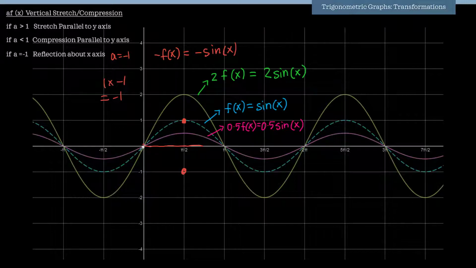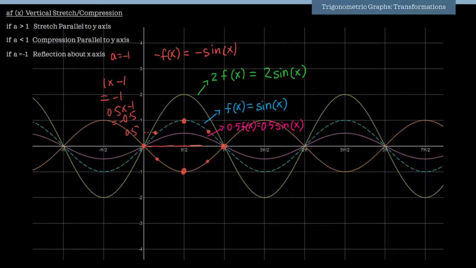And this point, which is at 0, is going to remain at 0 because 0 times anything is 0. This point is going to remain as it is. And this point, which was at 0.5, 0.5 times -1 is -0.5. So this point is going to go over here. Similarly, this point is going to go over here. So the graph of minus sine x is going to look like this. This orange graph is the graph of minus sine x, which is minus f of x.